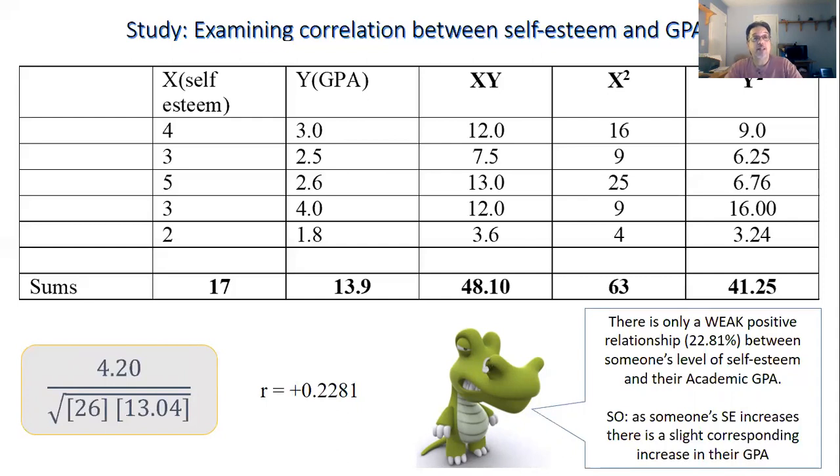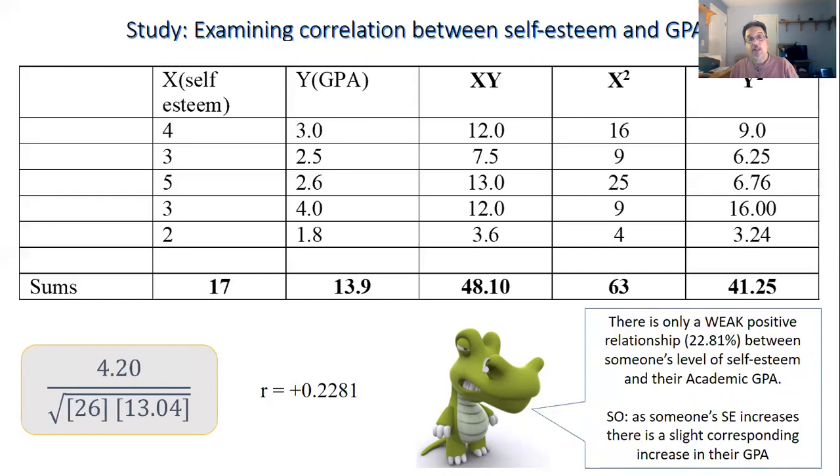Again, the positive sign telling us is the X score is going up, the Y score is going up, or the X score is going down, the Y score is going down. They're moving in the same direction. That's what positive tells us. But this is a weak correlation. So both the positive or negative sign and the value tells us something. There is a weak relationship between someone's self-esteem level and their GPA. That is sort of making sense of the value.